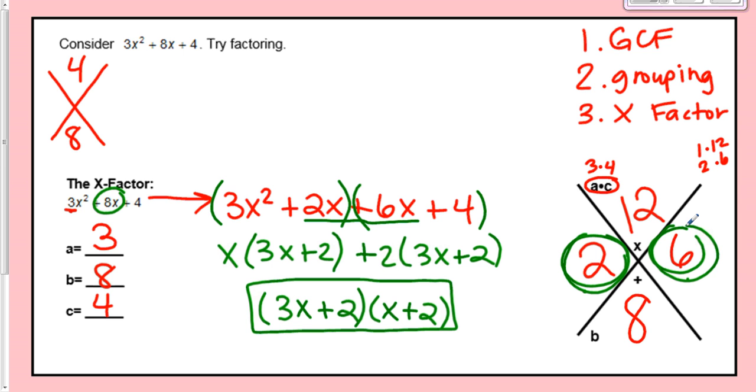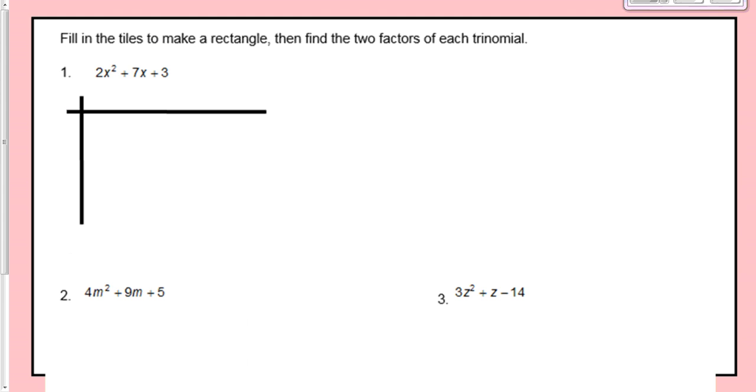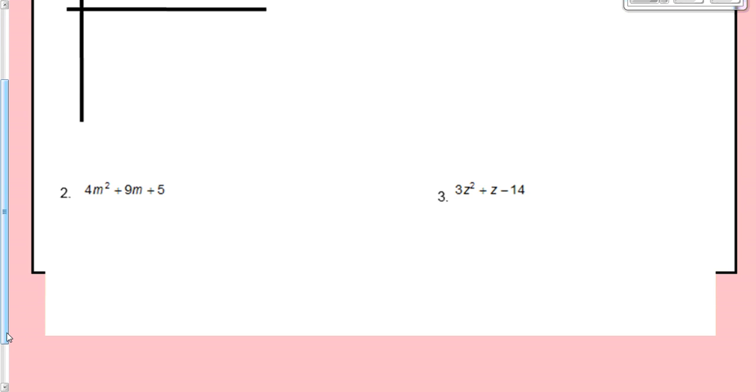Ooh, school's out. So let's keep practicing. I'm going to come back to number 1 with the rectangle thing here in a second. So look at number 2. Is there a greatest common factor? No. Can I group it how it is right now? No. So let's do the x factor. On top, I want to do a times c. So 4 times 5 is 20. On the bottom, I put my b, which in this case is 9.